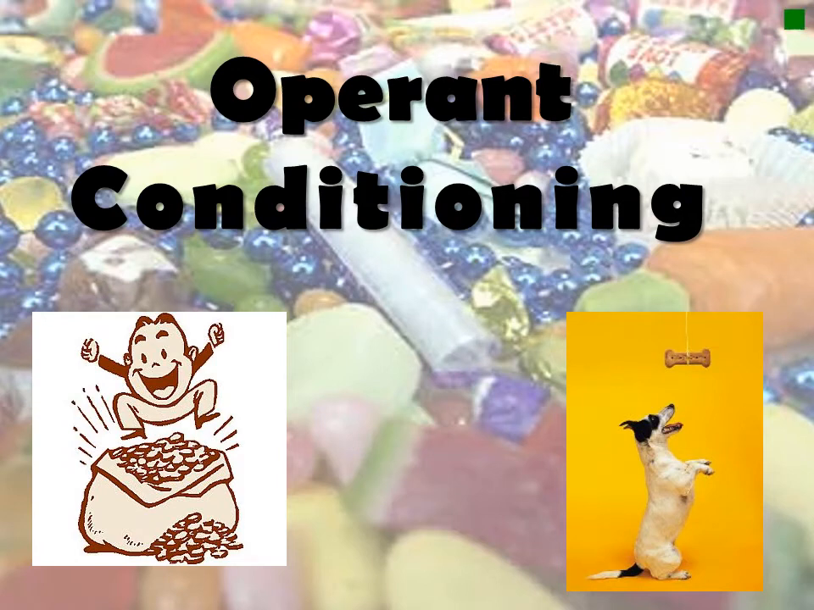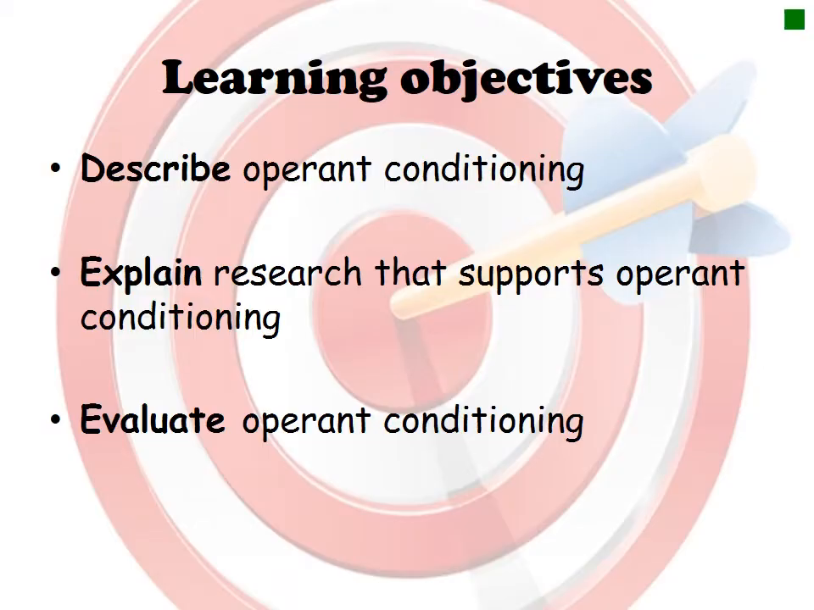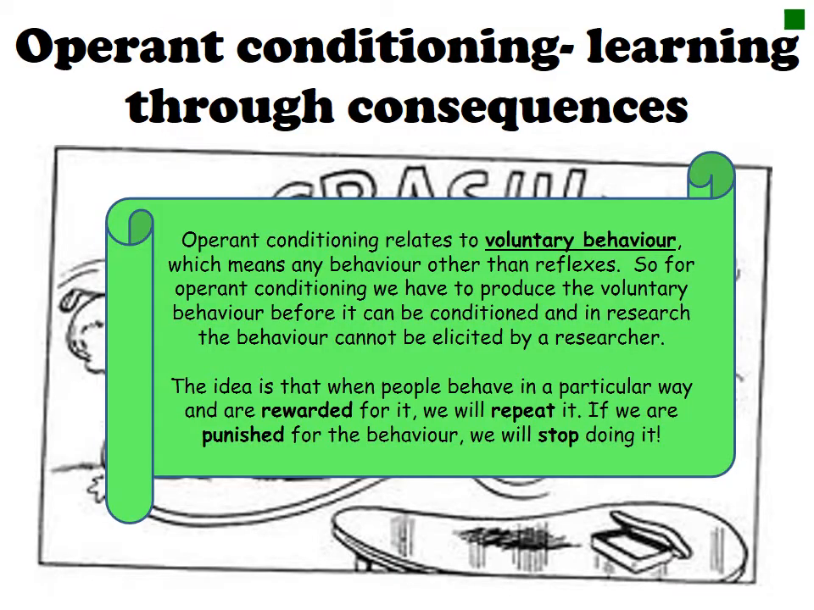Operant conditioning is a theory of how we learn within the learning approach. You need to be able to describe operant conditioning, and be warned and aware that you need to know at least 4 or 5 points on this nice and clearly for AO1. You need to be able to discuss research that supports operant conditioning and use that research to evaluate strengths and weaknesses of operant conditioning. Operant conditioning itself is learning through consequences, and I absolutely advise you to remember that sentence.